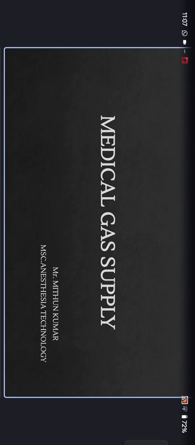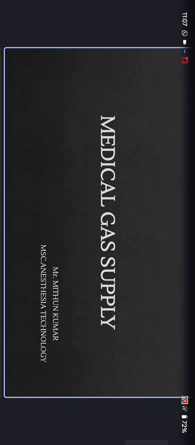Good morning, all. Today we are going to see medical gas supply. What is medical gas supply? We use so many medical gases in hospitals. What are all the gases we use? Oxygen, nitrous oxide, air, and carbon dioxide for surgery purposes also. These are all the medical gases we use in hospitals for treating patients.